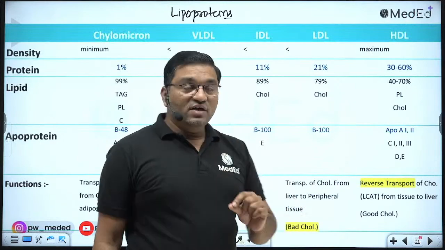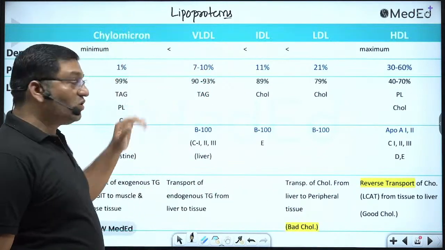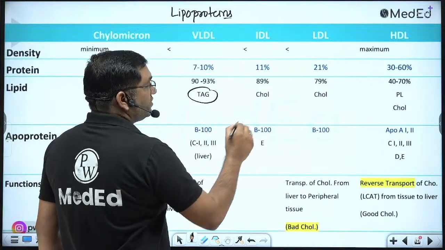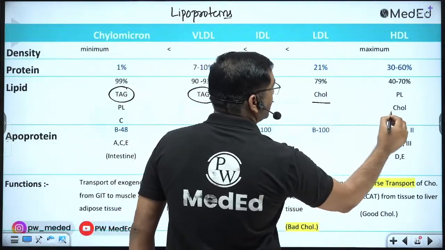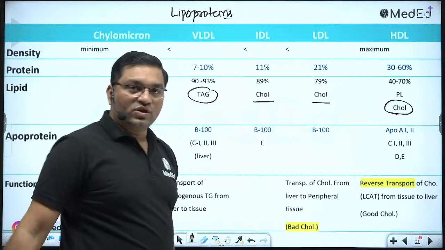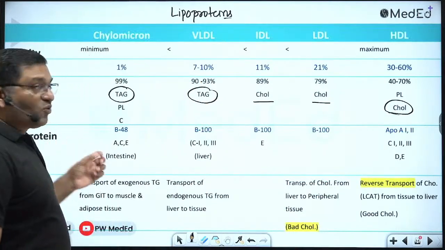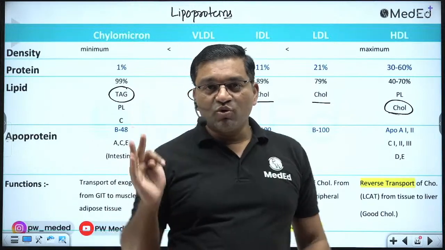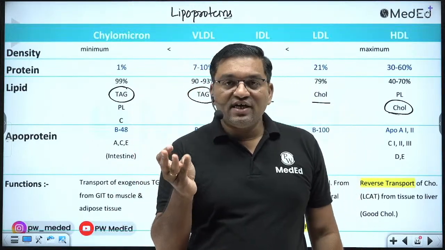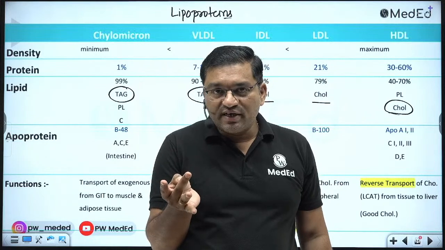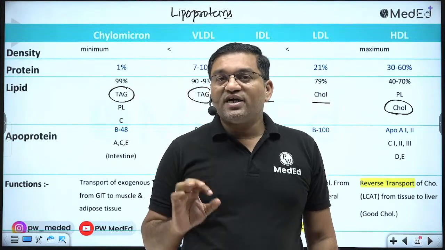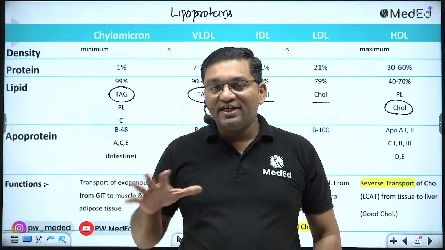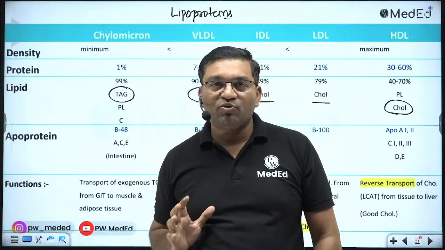The principal lipid in chylomicron is TG, in VLDL it is TG, and in IDL, LDL and HDL it is cholesterol. Okay. Now apoprotein. Apoprotein means protein part. Lipoprotein has two parts, one lipid and one protein. The lipid will be either TG, cholesterol or phospholipid, and the protein part is called apoprotein. There will be integral apoproteins as well as peripheral apoproteins.